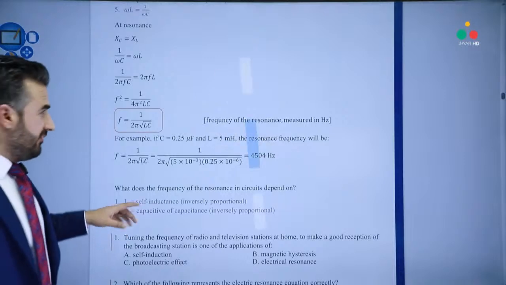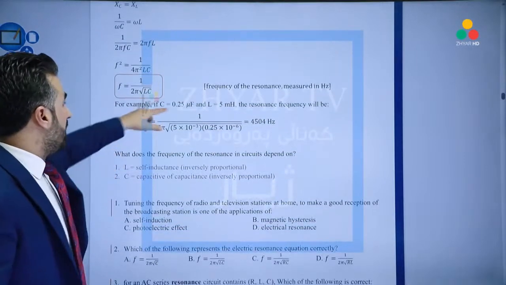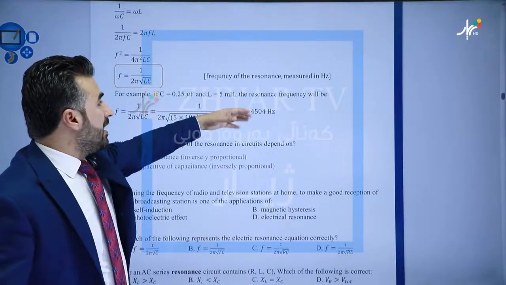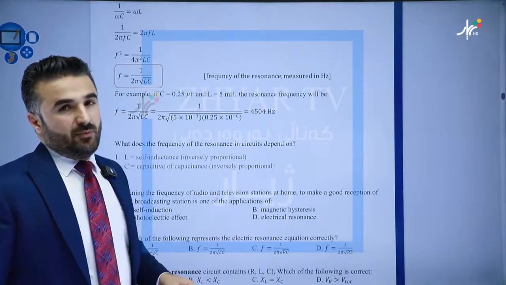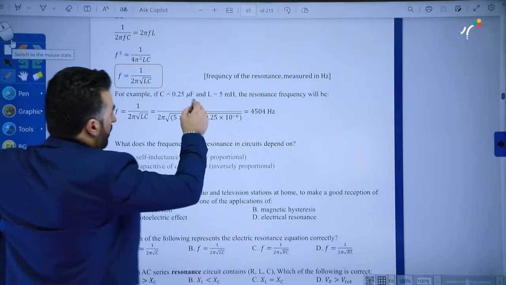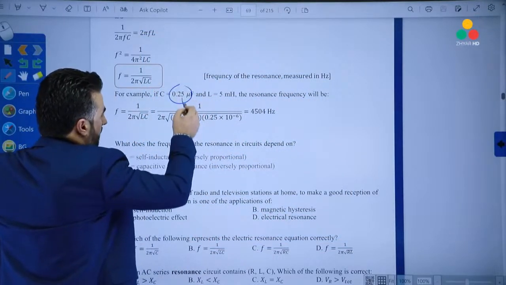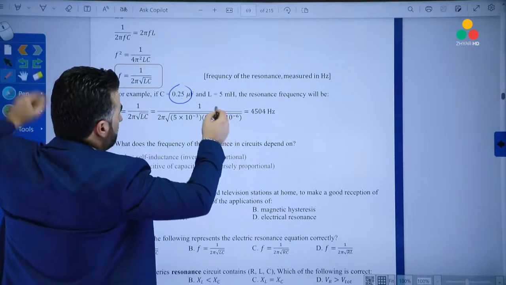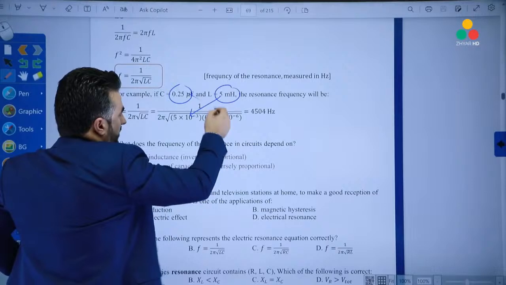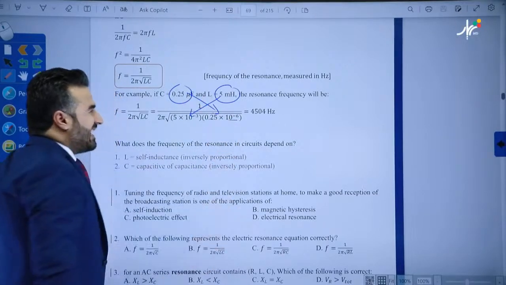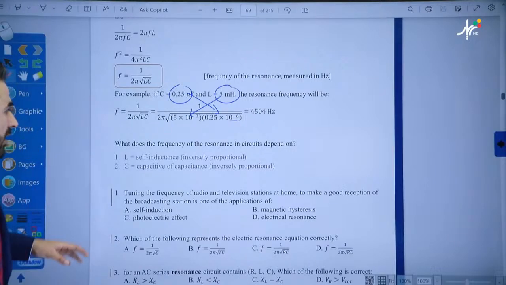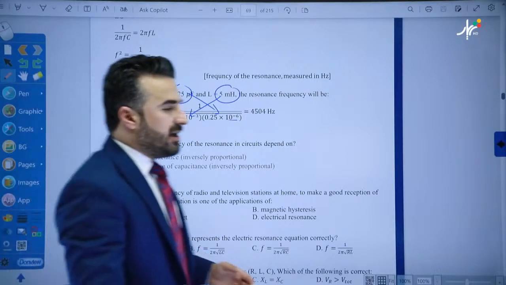For example, if we have a question that says: if C is 0.25 microfarad and L is 5 millihenry, the resonance frequency will be what? You have the equation, so just write the equation and plug in these values. For L, milli is 10 to the power negative 3, and for the capacitance, micro is 10 to the power negative 6. So this is the frequency that the circuit is resonating with. Now, what does the frequency of a resonating circuit depend on?